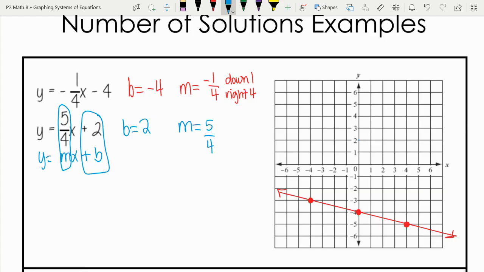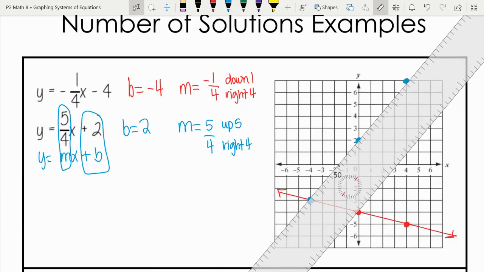Okay, so we begin at 2. So I'm going to plot my point at 2. And then my slope of 5 over 4 tells me we're going to go up 5 and to the right 4. So beginning at 2, we're going to go up 5, 1, 2, 3, 4, 5, to the right 4, 1, 2, 3, 4. And I'm out of space here, so I'm going to go in the reverse order. Instead of up, I'm going to go down. 1, 2, 3, 4, 5. Instead of to the right, we're going to go to the left. 1, 2, 3, 4. And we can see that that's where they're intersecting.